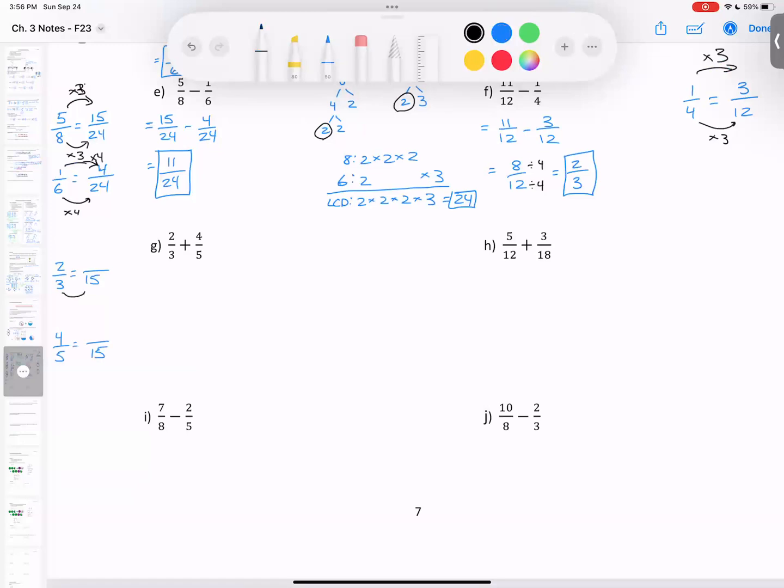So that first one I had to multiply by 5. And so I end up with 10 over 15. That second one I had to multiply by 3. And so I end up with 12 over 15. So this fraction summation is the same as 10 over 15 plus 12 over 15, which would give me 22 over 15.